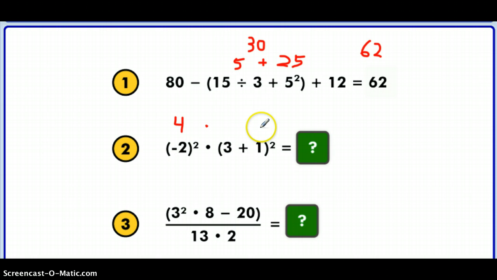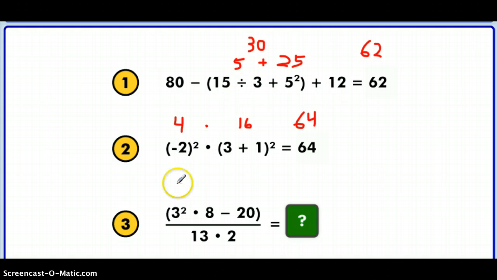That's a positive 4 times 3 plus 1 is 4, and then 4 squared, 4 to the second power, is going to be 4 times 4, which is 16. So now we have 4 times 16, which should be 64. And let's just double check and make sure we did that right. Looks like we did that one okay too.